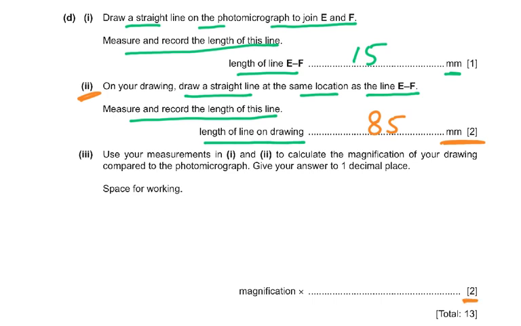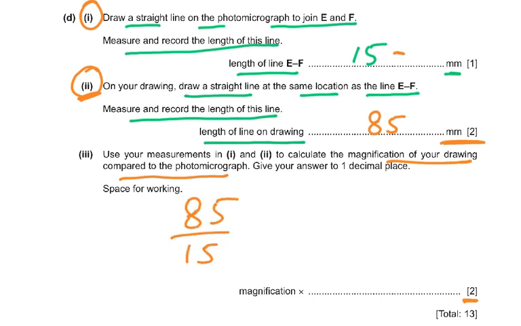There are another 2 marks here. Use your measurements in 1 and 2, and calculate the magnification of your drawing compared to the photomicrograph. The photomicrograph is 15, yours is 85. So 85 divided by 15 will give you the magnification, and you give your answer to 1 decimal place.